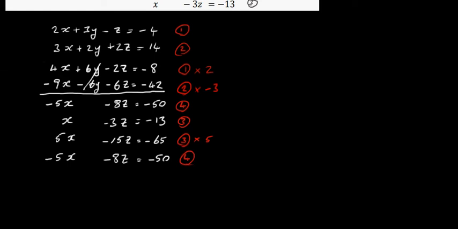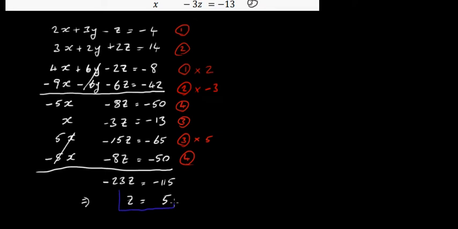Okay, so let's just add these two now and see what we get. If we add these two here, I've got a plus 5x minus 5x, so that'll give me 0. Here I've got a minus 8z minus 15z, that'll give me a minus 23z. And then over here I have a minus 65 minus 50, so that's minus 115. If I solve for this, I'll just get z is equal to 5. So now I have one of the solutions that I need. I have z equal to 5.